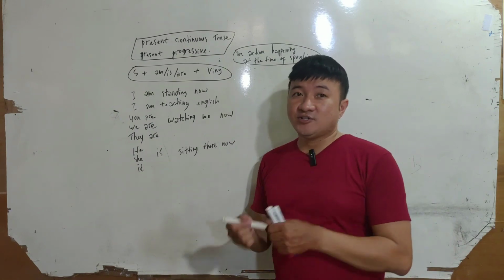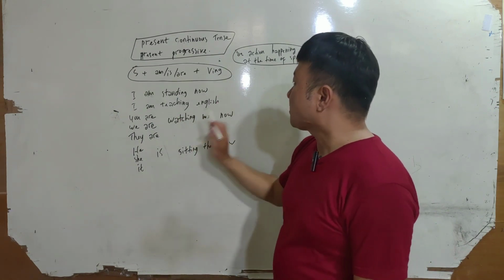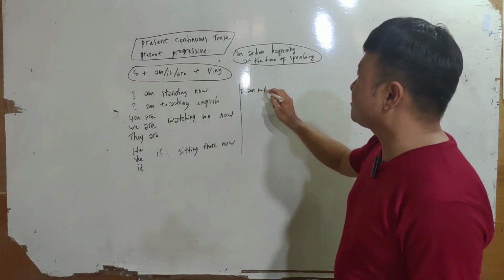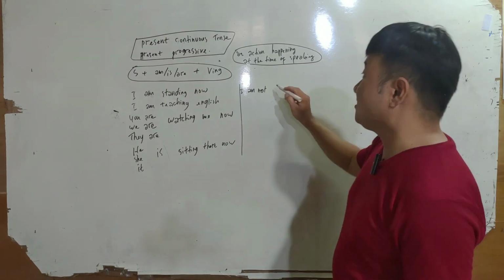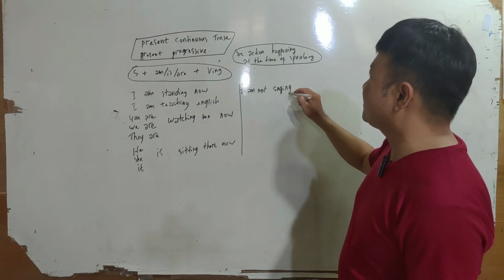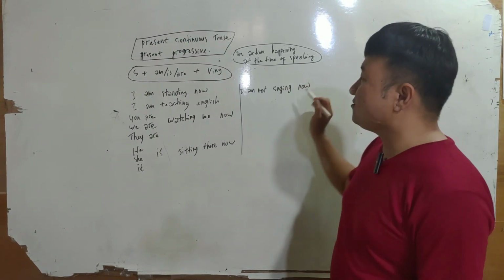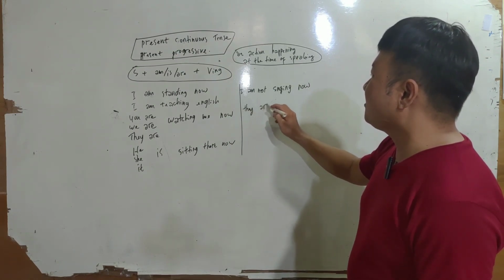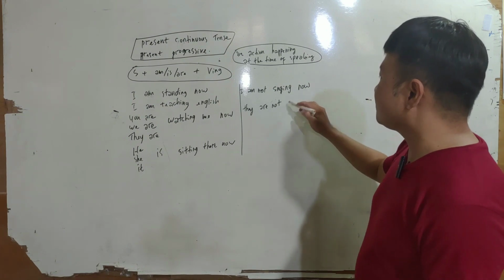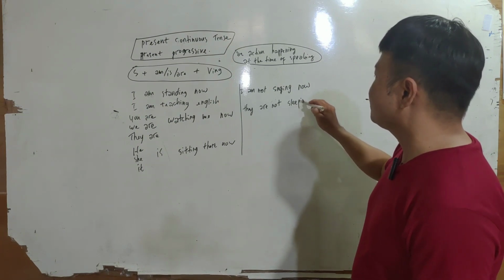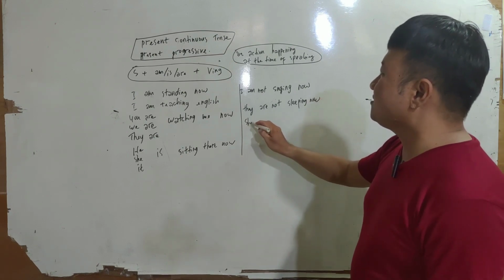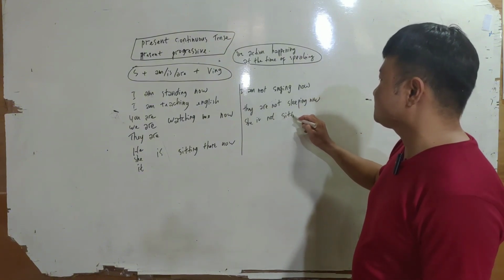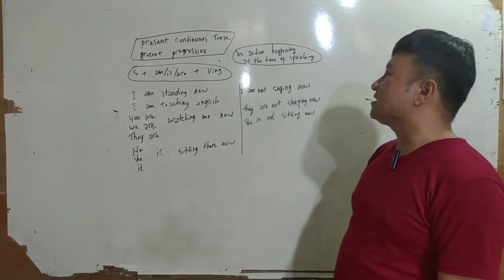And to make the negative, we just add not. For example, I am not singing now. I'm not singing now, but I'm teaching now. They are not sleeping now. She is not sitting now. Okay, this is the negative.